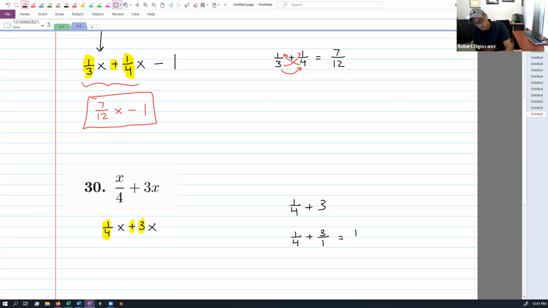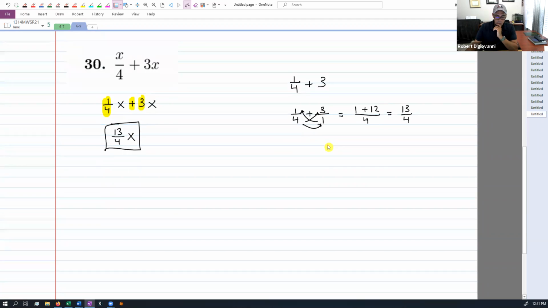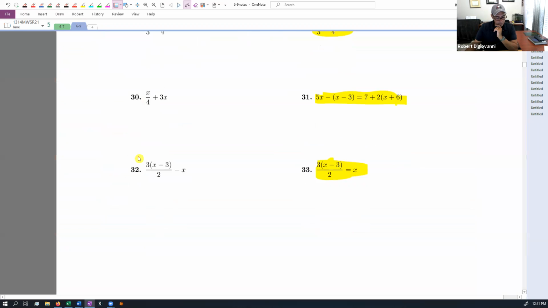So we've got 1 plus 12 over 4. So that was multiplying here and here and then here. So 13 over 4. And that's it. 13 over 4 is the new coefficient in front of x, and we're done. See, no equal sign in here. We're not saying that x equals 2, we are just simplifying the expression. Go grab the other one.